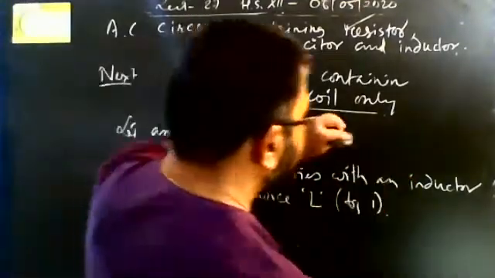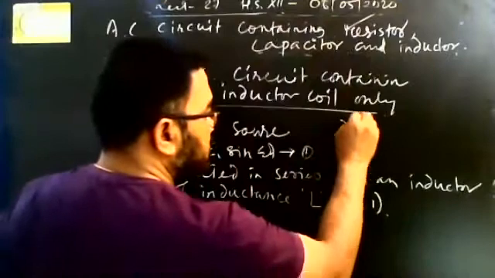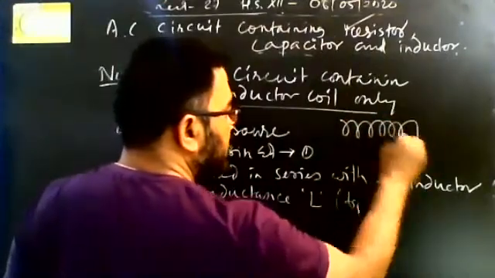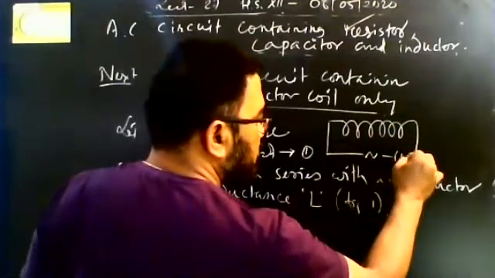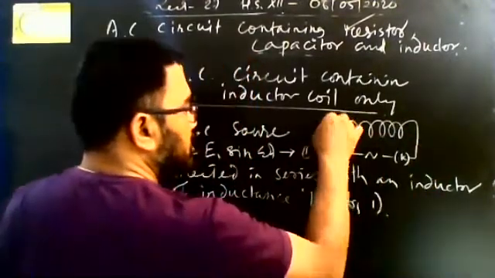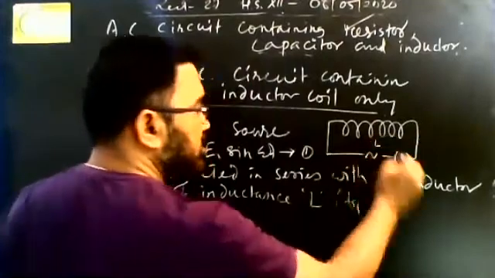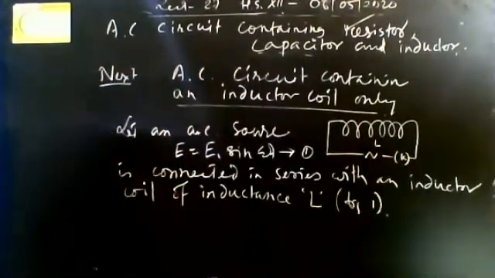So let us see, this is an inductor coil. Okay, so it is connected with an AC source with a key. The current will pass through. The inductor coil has inductance L. Right.